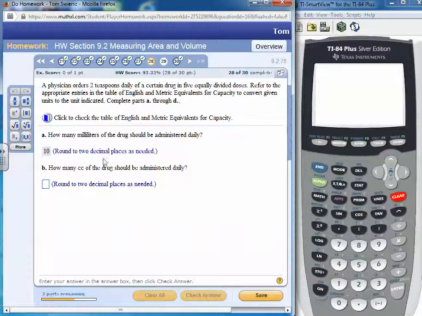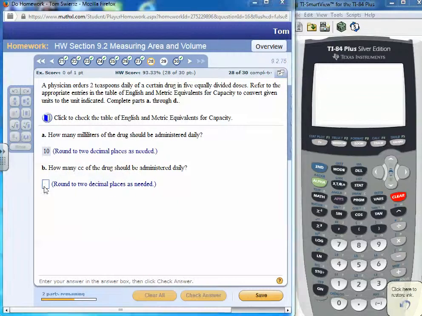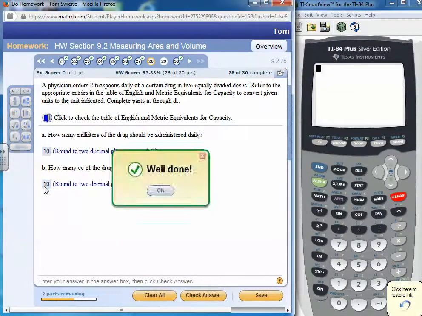If you did, then you have to round off to 2 decimals. How many cc's, cubic centimeters? If you remember, a cc stands for a cubic centimeter. 1 cc is exactly the same as a milliliter of water. A cubic centimeter, centimeter by centimeter by centimeter, is defined to be 1/1000th of a liter or 1 milliliter. So the ratio is just 1 to 1. If there's 10 milliliters of the drug, it's 10 cc's, because they're exactly the same thing. So it would just be 10.